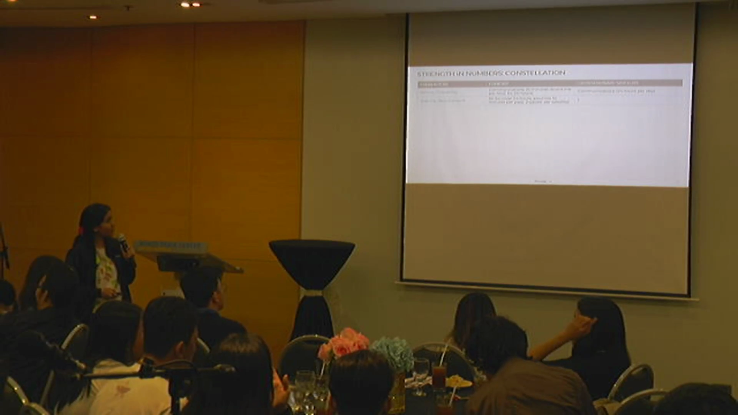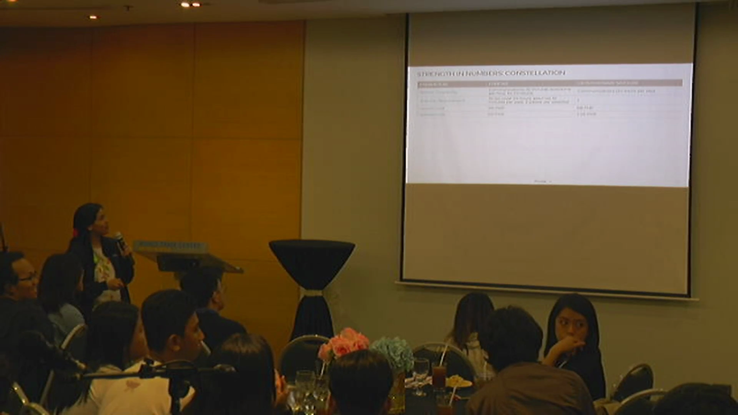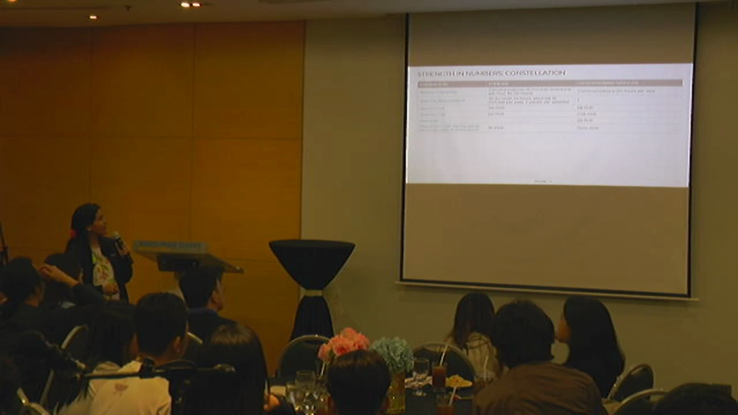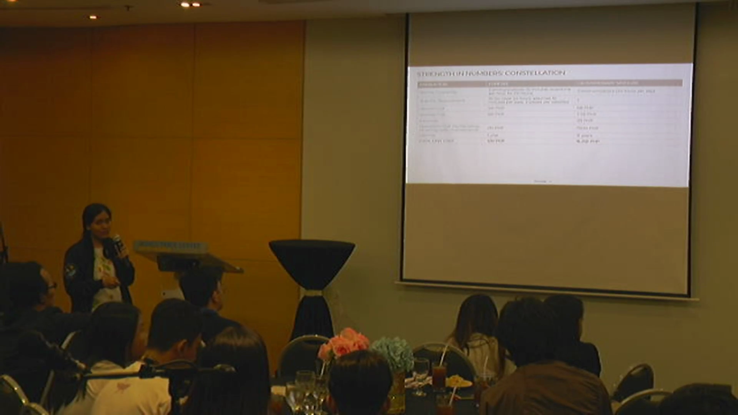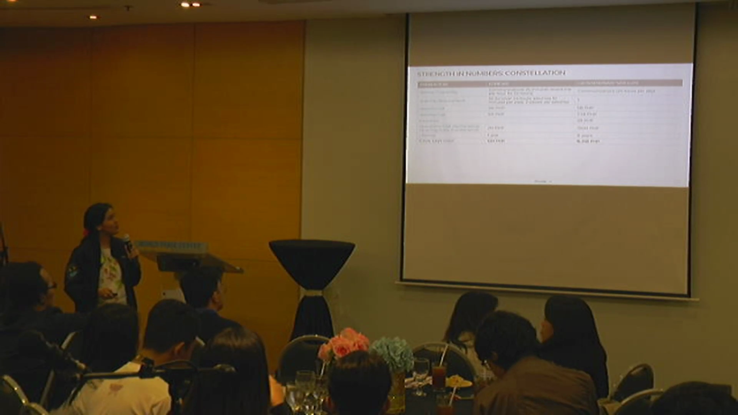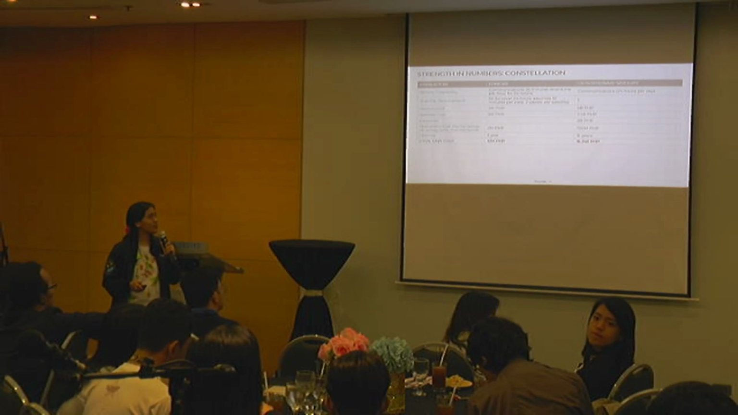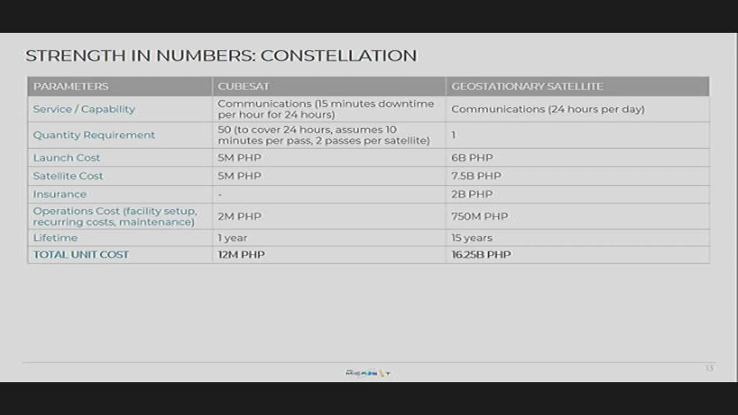And the cost of this development and launch are roughly these figures, and then the insurance and operating cost, and then the lifetime. So the total unit cost for a 1 unit CubeSat is 12 million pesos versus the cost of a geostationary satellite, which is 16.25 billion pesos. Now, if we want to match the capabilities of this geostationary satellite, we'll multiply this by 50. So basically, you need 9 billion pesos for 50 units of 1 new CubeSat for 15 years versus the 16.25 billion peso of the geostationary satellite.